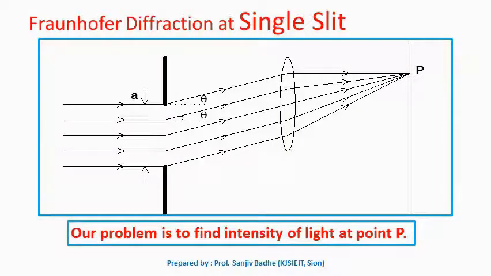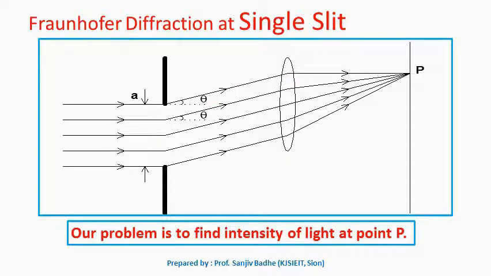Let us see now what happens when we make parallel rays of light incident on a single slit. So this is the case of Fraunhofer diffraction at single slit. So let us consider these parallel rays of light which are made incident on this slit whose width is A. At the slit, diffraction will occur and the light rays will bend. Light rays will bend at different angles. So let us consider the light rays which are bent at an angle theta.